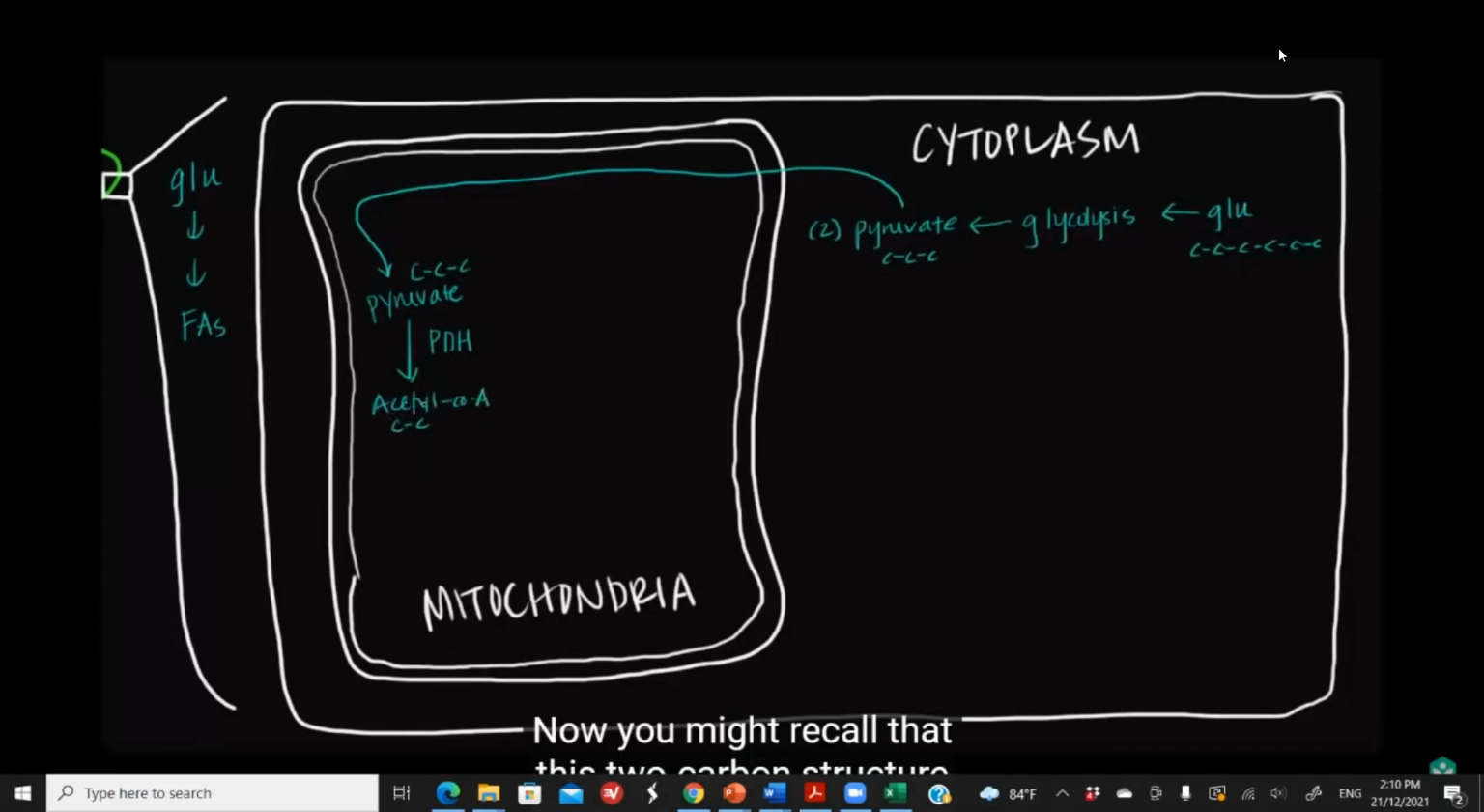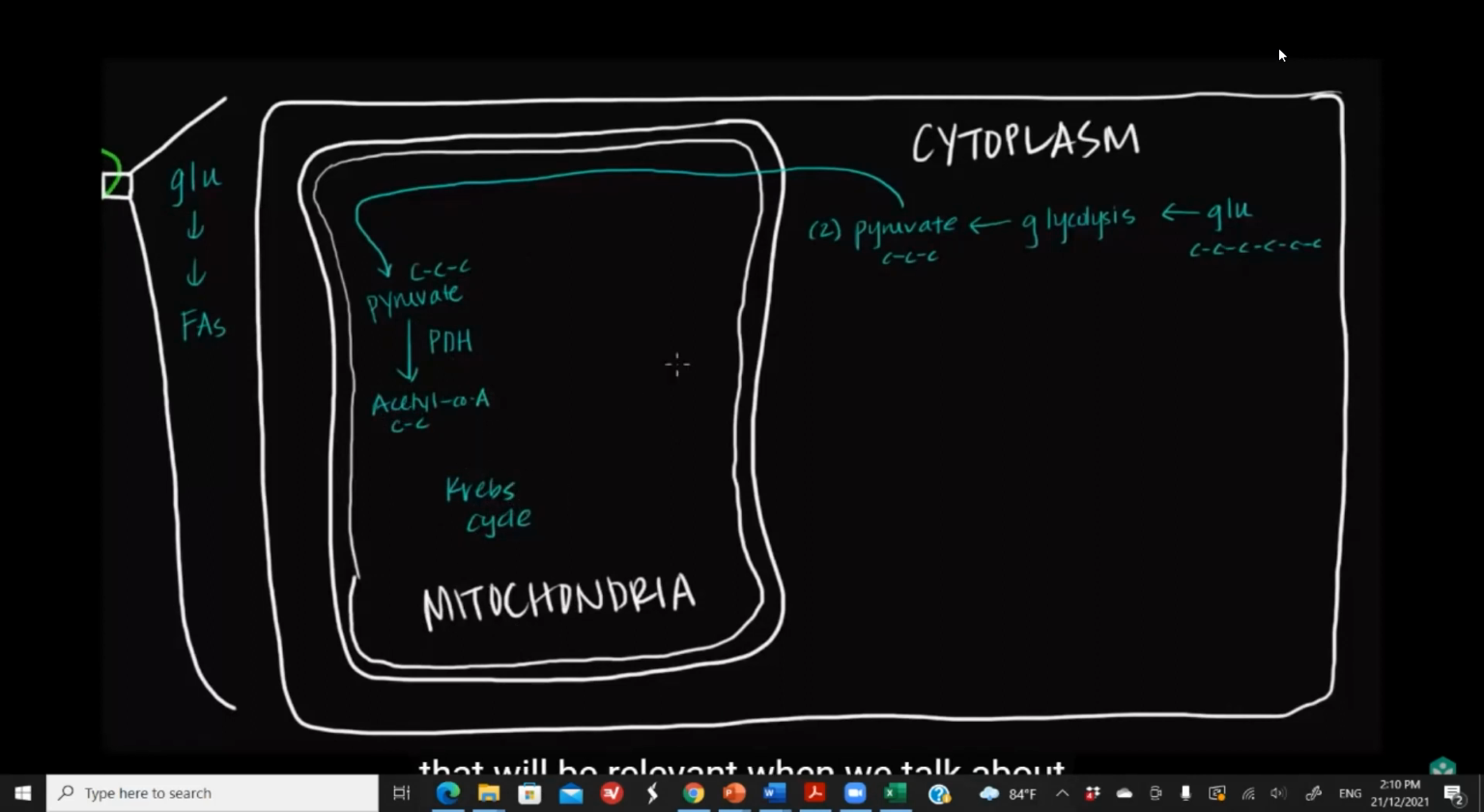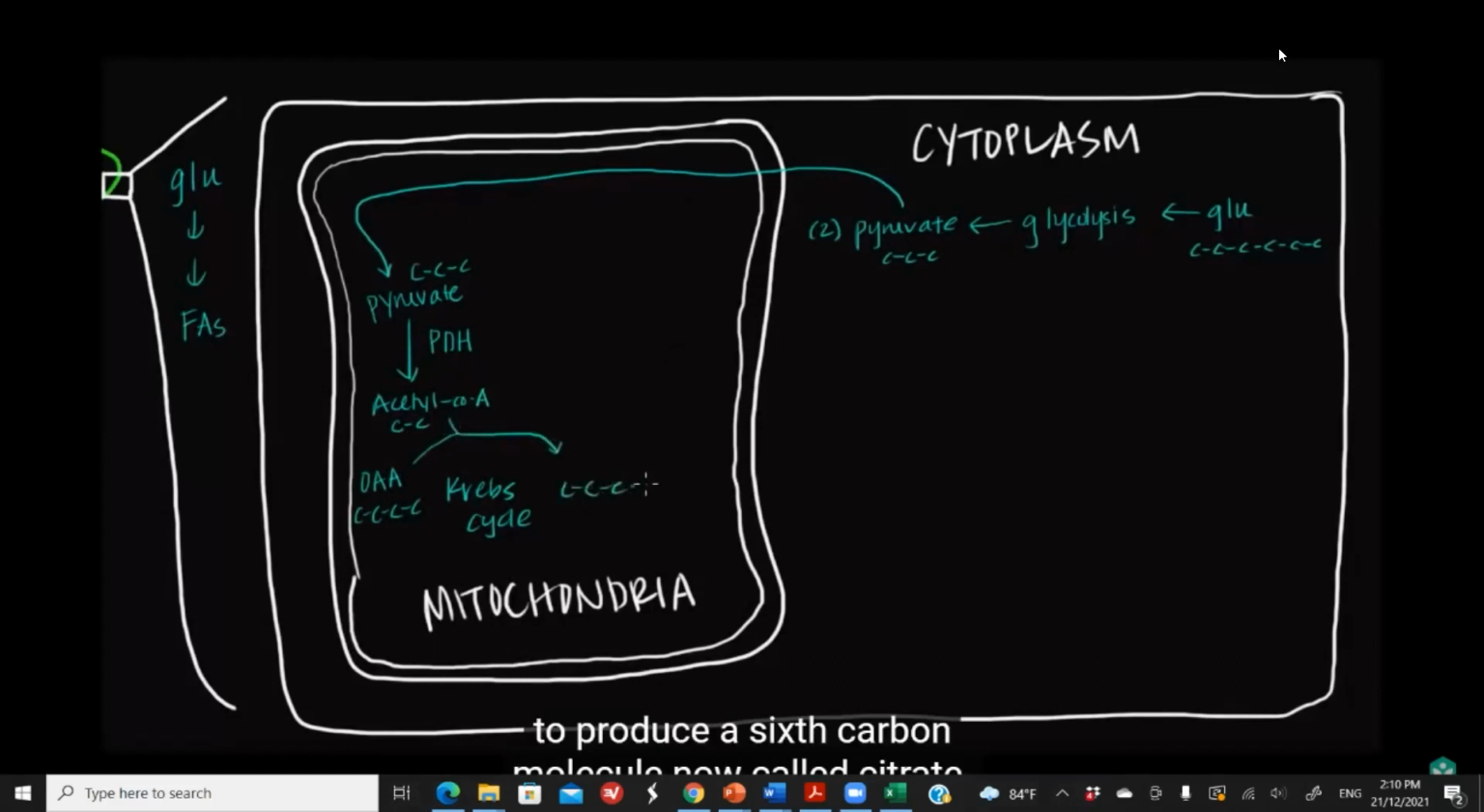Now you might recall that this 2-carbon structure is not done being broken down or oxidized. There's still some energy that we can extract from this 2-carbon molecule, and it's extracted inside of the Krebs cycle. Remember that there are many intermediates along the Krebs cycle, but I only want to mention a couple that will be relevant when we talk about how this breakdown of glucose converges with the synthesis of fatty acids. First off, a 4-carbon molecule called oxaloacetate, which I'm abbreviating here as OAA, combines with 1 molecule of acetyl CoA to produce a 6-carbon molecule now called citrate.